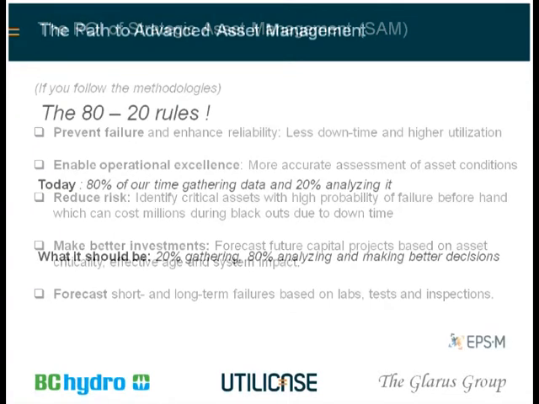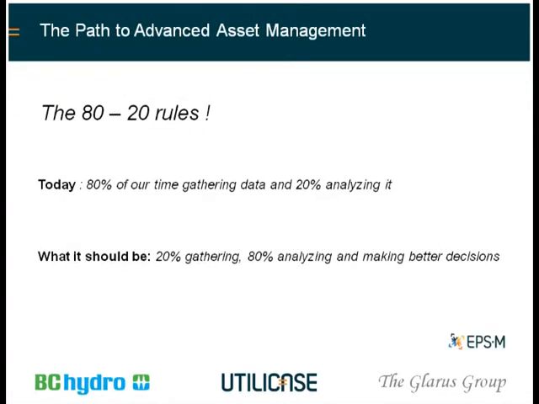So let's talk about the methodology, the 80-20 rule, the famous Pareto rule. We'll use that rule, but we will apply it in another context. Which context? The decision context. Today, we spend 80% of our time gathering data and 20% analyzing it. This is not what it should be. What it should be is 20% gathering and 80% analyzing and making better decisions. Don't laugh, it's achievable. The question is how to achieve it.